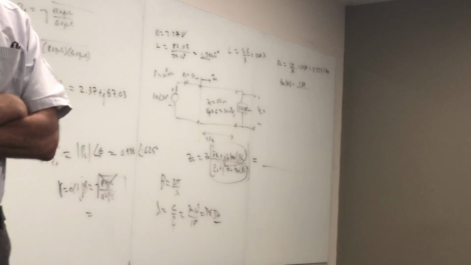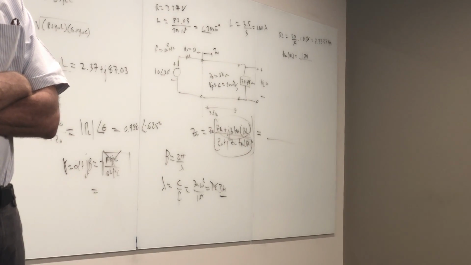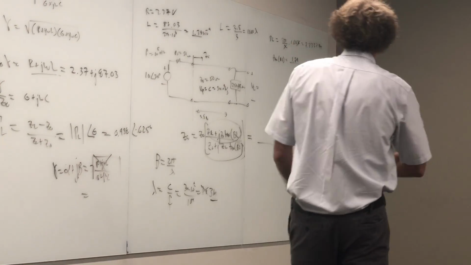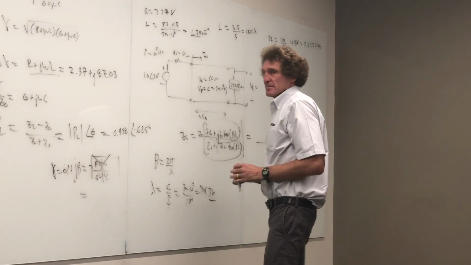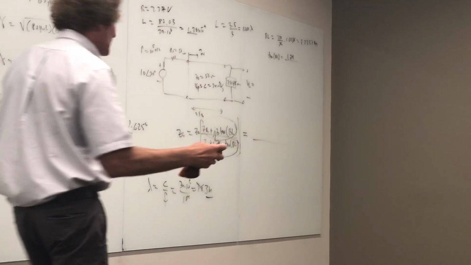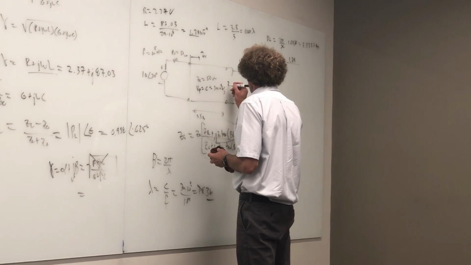I tell you, I know what I'm talking about. I've taught this course plenty of times, and this is one of the things engineers bobble sideways. What's ZL? Is it 25 plus J 25? Yes, let me write that in a way that's more apparent. This is 25 plus J 25.